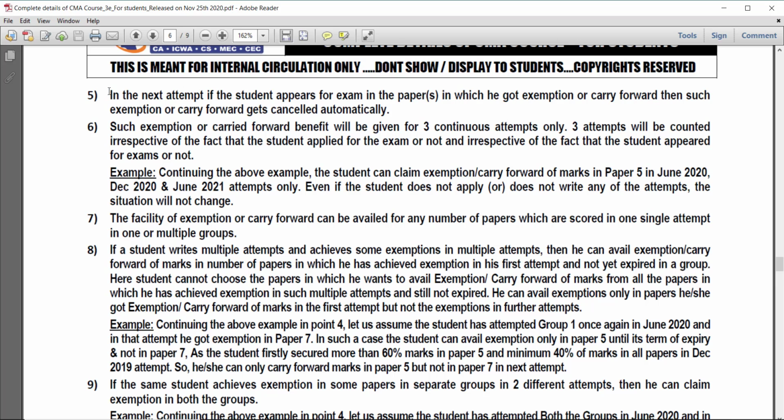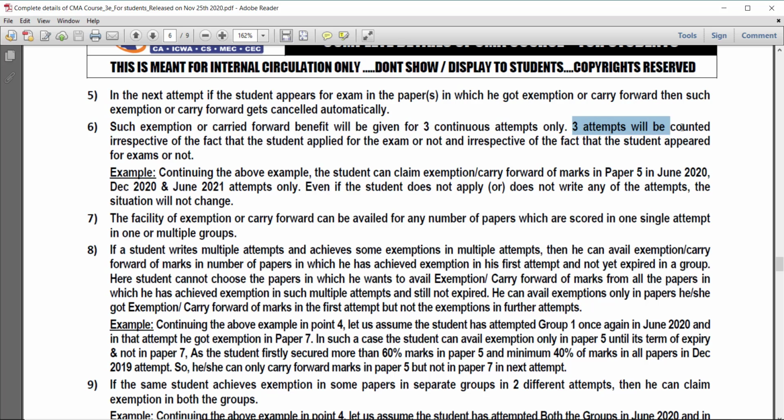You should also remember that in the next attempt, if such a student appears for the exam in the papers in which he got exemption or carried forward, then such exemption or carry forward gets cancelled automatically. So in order to claim your exemption, you should not attend that particular paper in your next attempt. Such exemption or carry forward benefit will be given for 3 continuous attempts only.